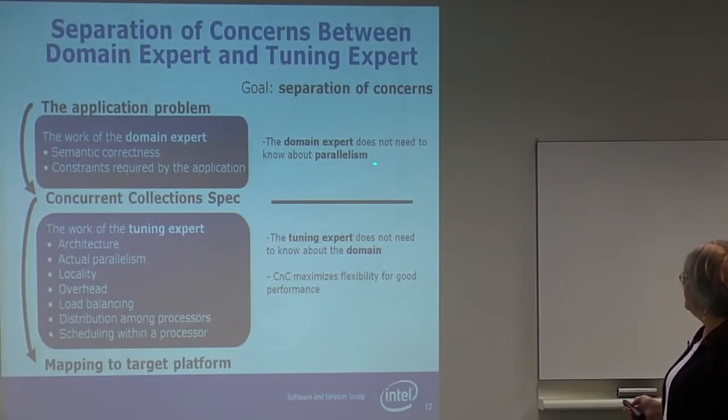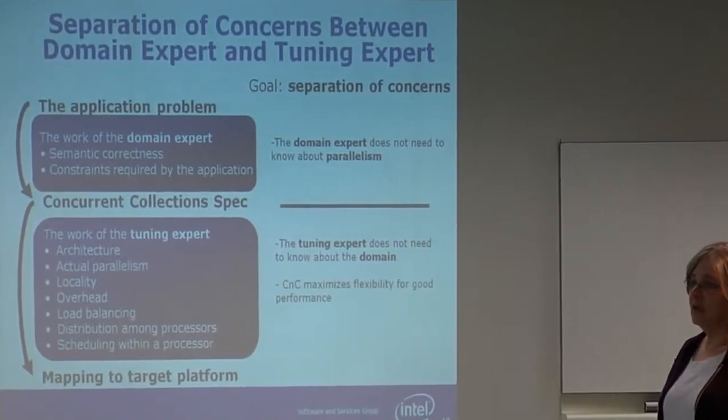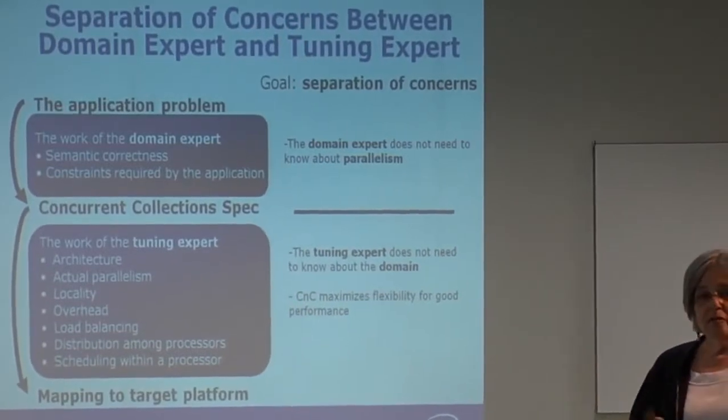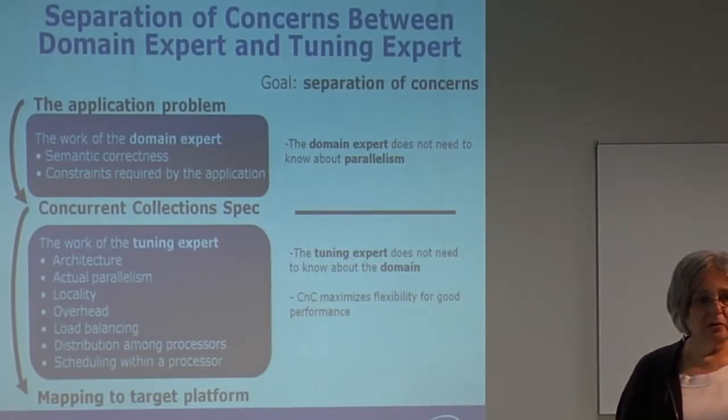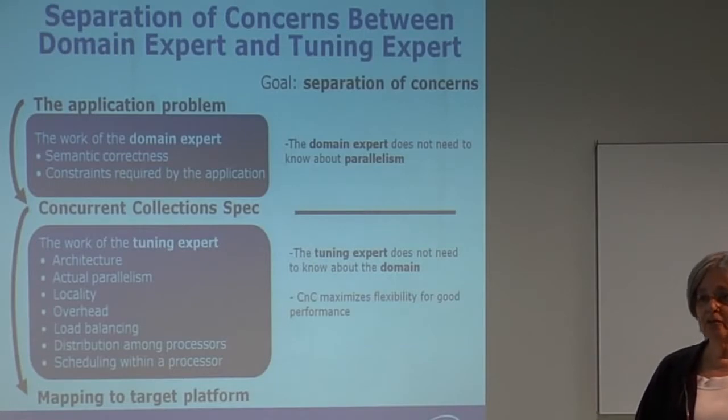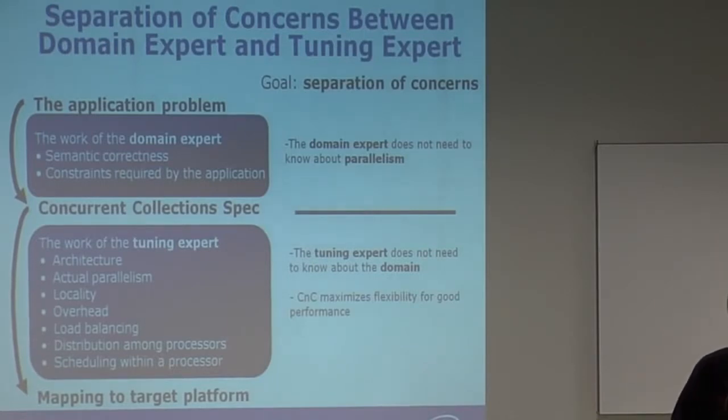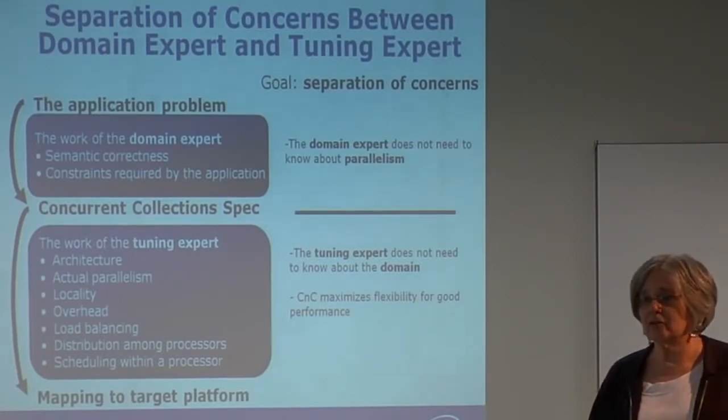So the domain expert doesn't need to know a lot about parallelism, and the tuning expert does not need to know a lot about the domain. When there is some interaction, it's at the level of this specification here. So you don't have a million lines of code to deal with. You might have 3 pages or a page and a half of the specification to deal with, and you can communicate at that level, and those are the things that you need to know about.